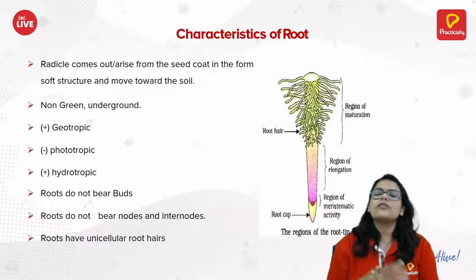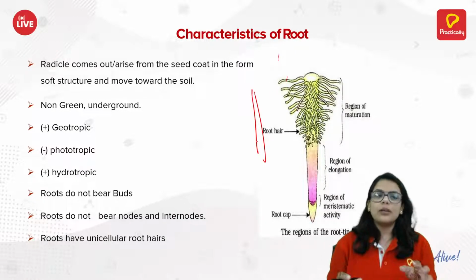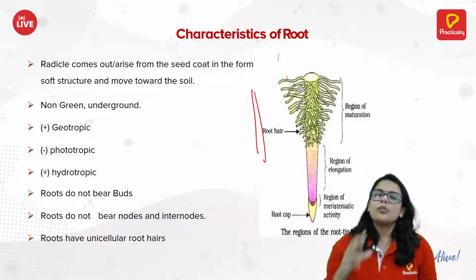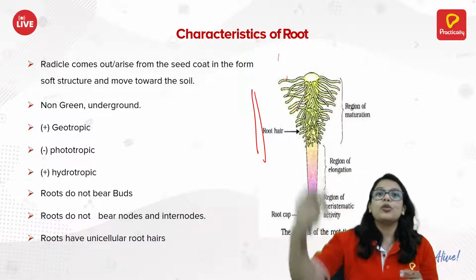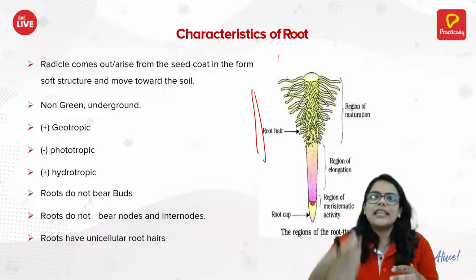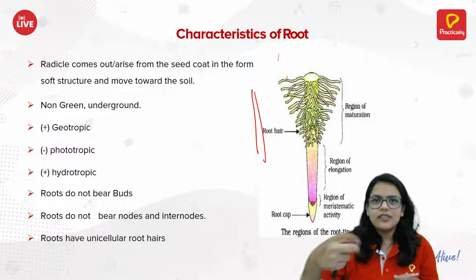Okay, so characteristics of roots. Everybody knows how the roots look. When you consider a seed, you have two parts: a radicle and a plumule. That is before a plant is formed. When you plant a seedling, there are two parts, a radicle and a plumule.